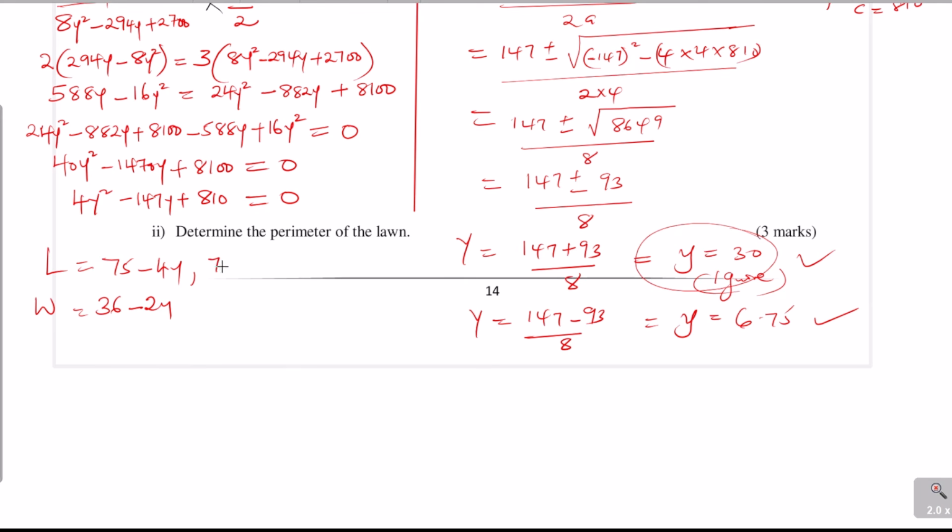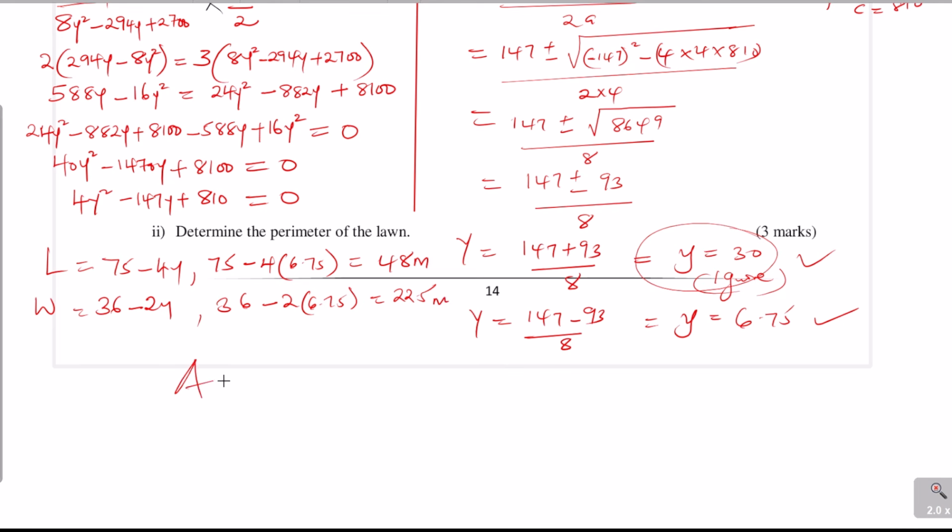So the new length will be 75 minus 4 times y, where y is 6.75. When you do that substitution, that will give 48. When you substitute for the width, that is 36 subtract 2 times 6.75, that one will give 22.5. So now you have the length and the width. The length of the lawn is 48 meters, the width is 22.5 meters.